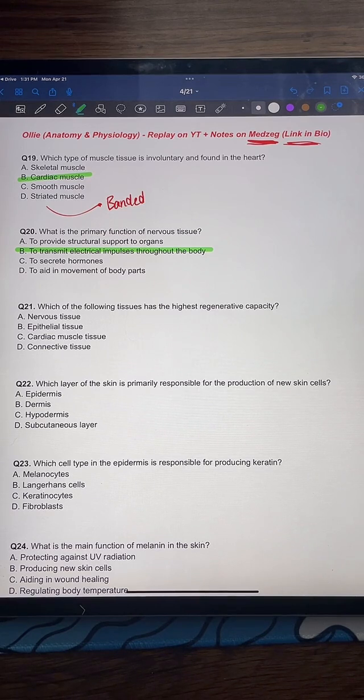Number 21, which of the following tissues has the highest regenerative capacity? I'll give you guys a couple seconds to answer. We're on number 21 now, if you are just joining us.